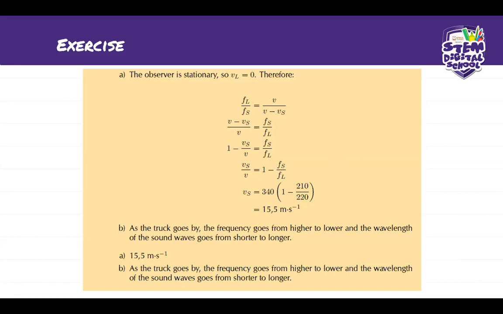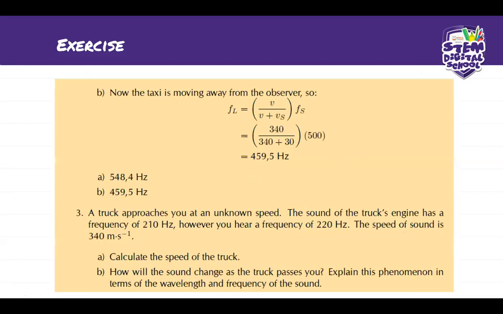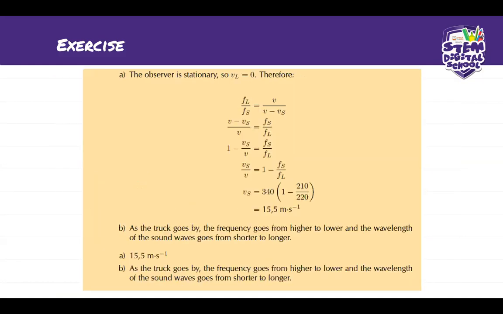So let's see what they say on number B. They say, how will the sound change as the truck passes you? Explain this phenomenon in terms of the wavelength and frequency of the sound. We know that the wavelengths are going to become much longer, which means that the frequency is becoming much lesser. Okay, but let's get it on a good one. It says here, as the truck goes by, the frequency goes from higher to lower, right? And the wavelength of the sound goes from shorter to longer. Like I've just explained, your wavelength becomes long and your frequency becomes low.